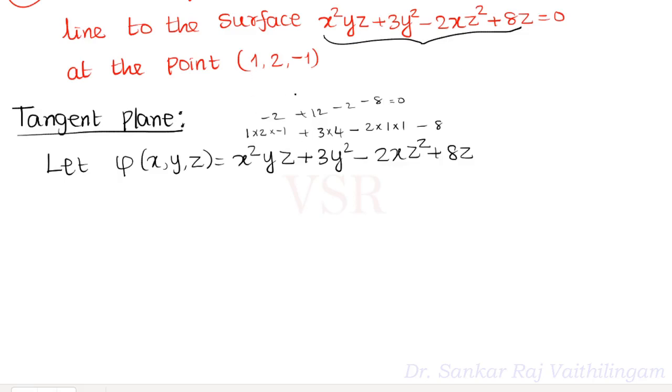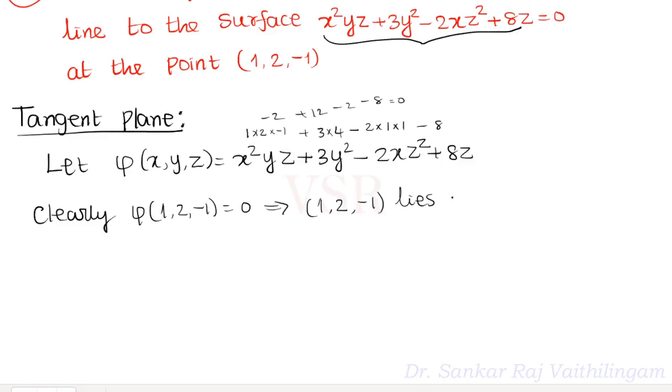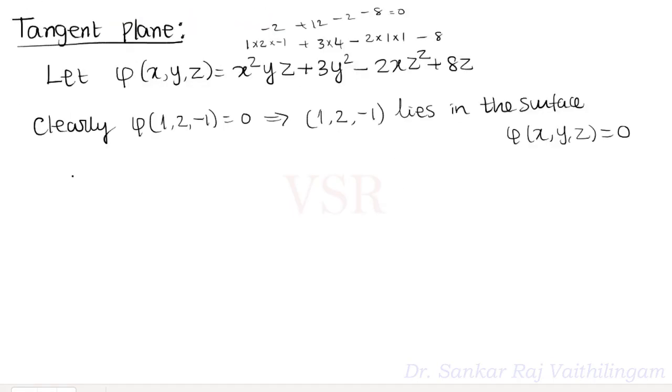So clearly, I may write phi of 1, 2, -1 is equal to 0. This implies that the point 1, 2, -1 lies on the surface phi of x comma y comma z equal to 0. Okay, then now we will go for del phi.